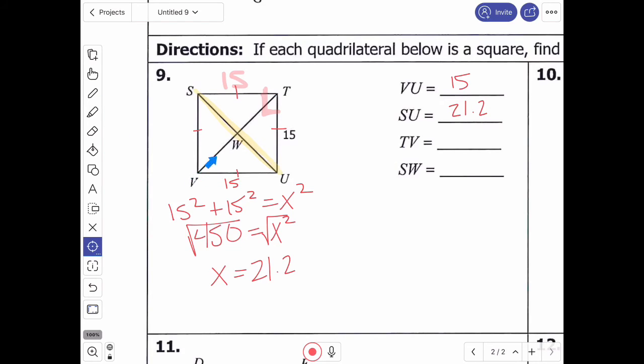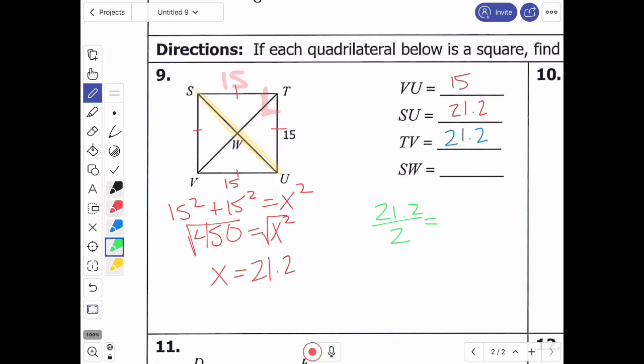TV is the other diagonal, and reminder that the diagonals in a rectangle are congruent, so TV should be the same length as SU. So TV is also 21.2. And then now I'm finding SW. So SW is just half of this diagonal. So I'm just going to take half of 21.2. 21.2 divided by 2, and I get 10.6.